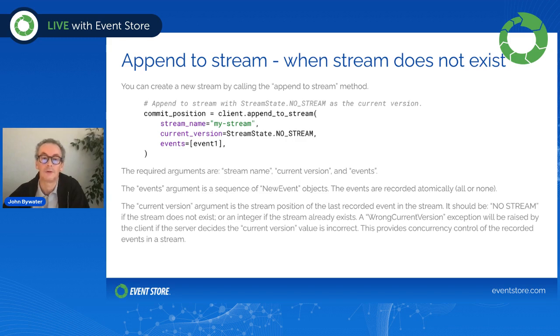The current version argument has to be either a stream state or an integer. There are other values of the stream state besides no stream, which we'll look at in a minute. But if you set the current version to either be no stream when a stream does not exist and you're wanting to create it, or an integer, which is when you already have a stream, then if you get the value wrong, the exception wrong current version will be raised, which provides concurrency control for the recorded events in a stream.